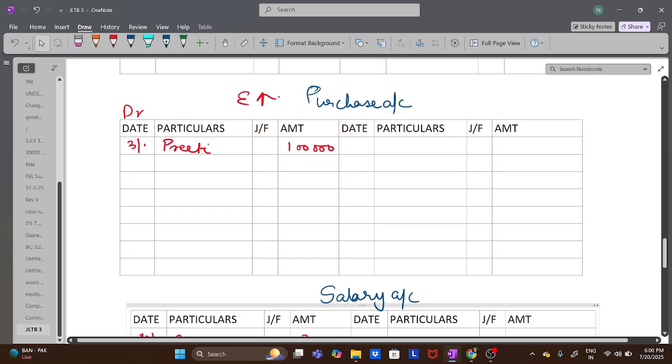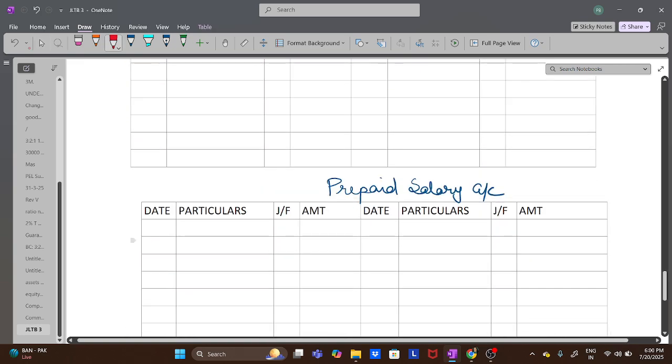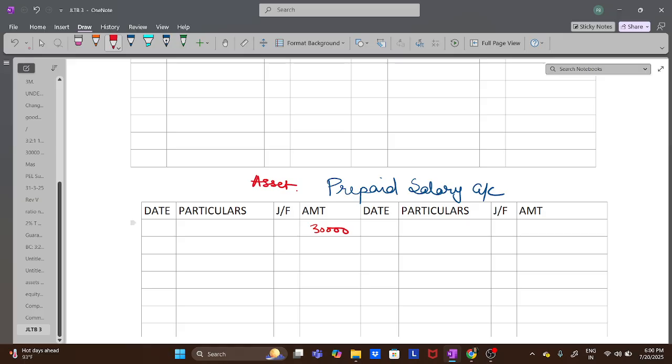So now I will not put it in salary ledger. I'll put it in prepaid salary. How much am I paying? 30,000. This is my asset ledger. Reason here is cash. Date is 4/1.